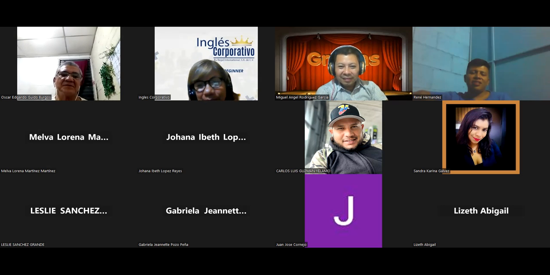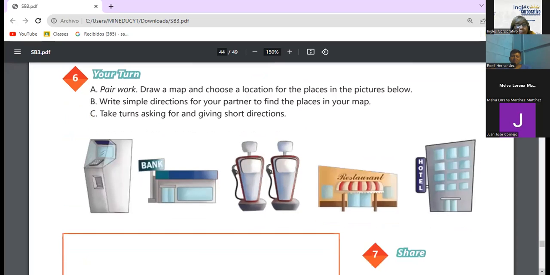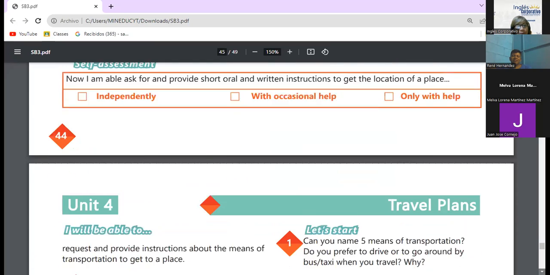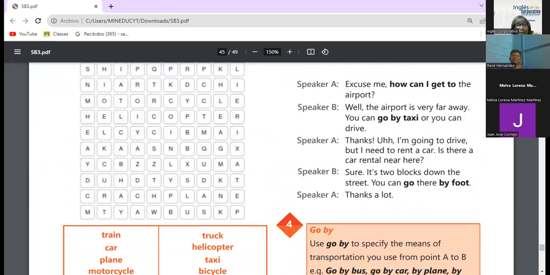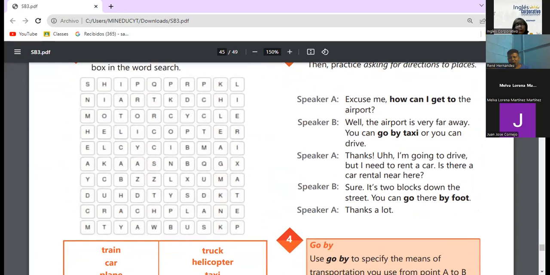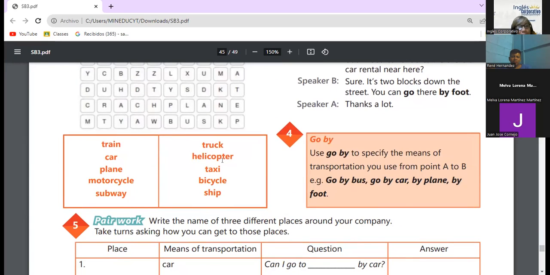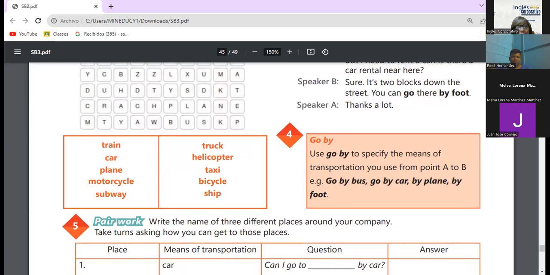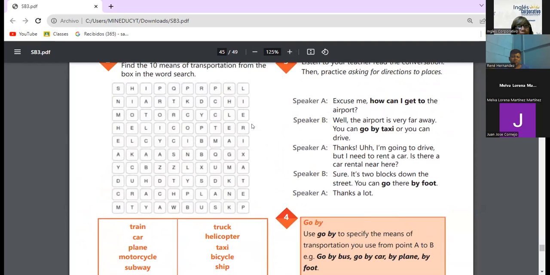Okay, guys, let me see. Let's share this last one. Okay, we started about giving directions, and we are not going to do this, guys. Okay, let me see how many minutes we have. Only three. But if you can do it very quickly, try to find train, car, plane, motorcycle, subway, truck, helicopter, taxi, bicycle, and jeep in the word search. Do it.